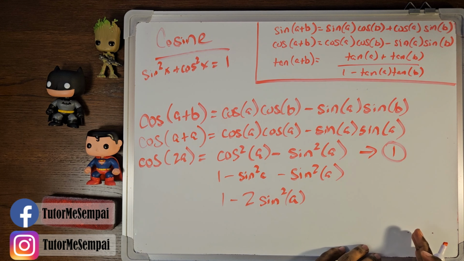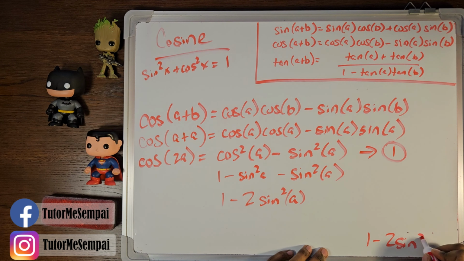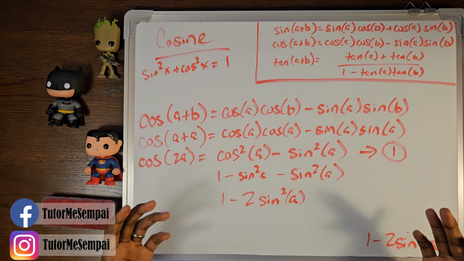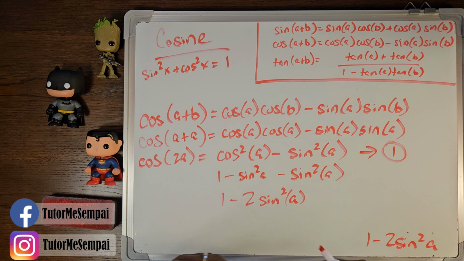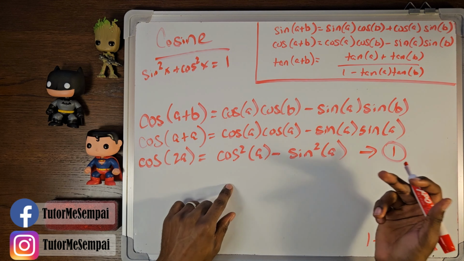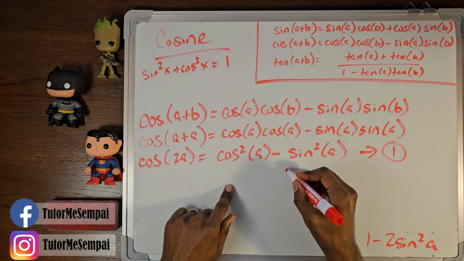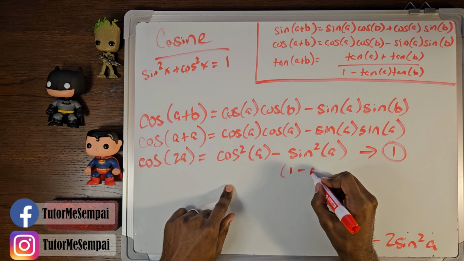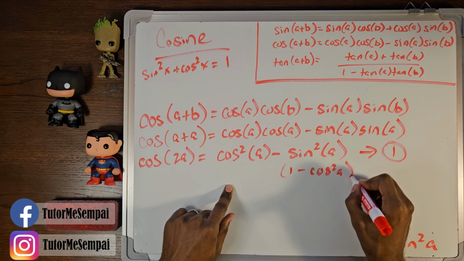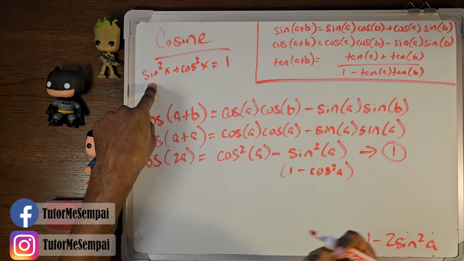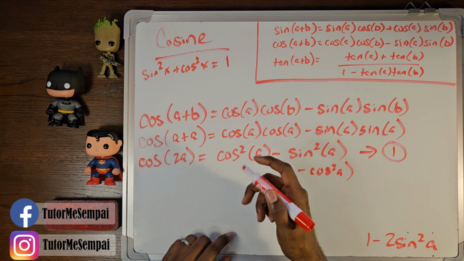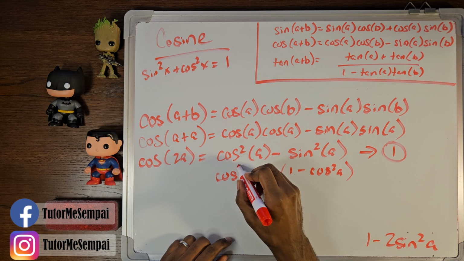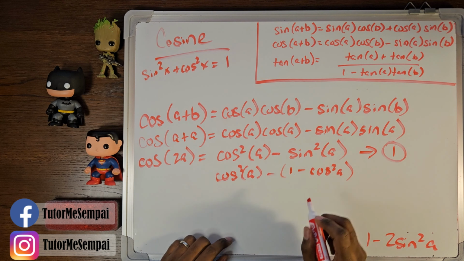So I'm going to write it right here so we can keep it. It was 1 minus 2 sine squared A. Now let's do the same thing, but instead of trying to get everything in terms of sine, let's get everything in terms of cosine. In order to do that, we're going to have to replace this sine squared with 1 minus cosine squared A. Doing the same exact thing, we're solving for this sine squared, and we're going to get 1 minus cosine squared A. And bring everything down. We have cosine squared A minus this.